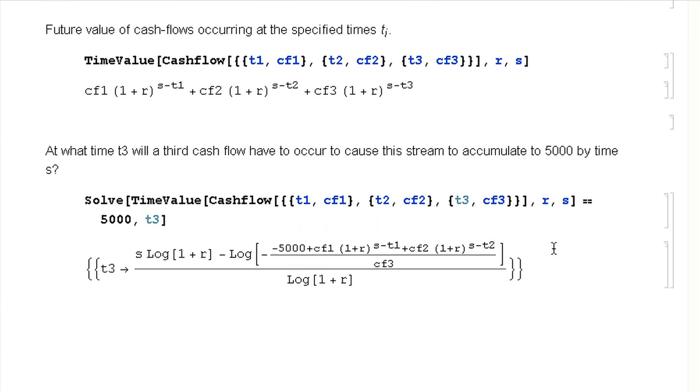And using the Solve function again, and there are several functions that solve things in Mathematica. Oftentimes when you're solving for interest rates, FindRoot, if you're using numerical parameters, is much faster and better than Solve. So here we can ask a slightly more complicated type of time value question. At what time T3 will a third cash flow, CF3, have to occur to cause this stream to accumulate to, say, 5,000 by time S? And so we use the same TimeValue expression above there, and we set it equal to 5,000 because that's what we want it to grow to. And we solve for the time T3. And as you can see, it spits out a symbolic expression for that.